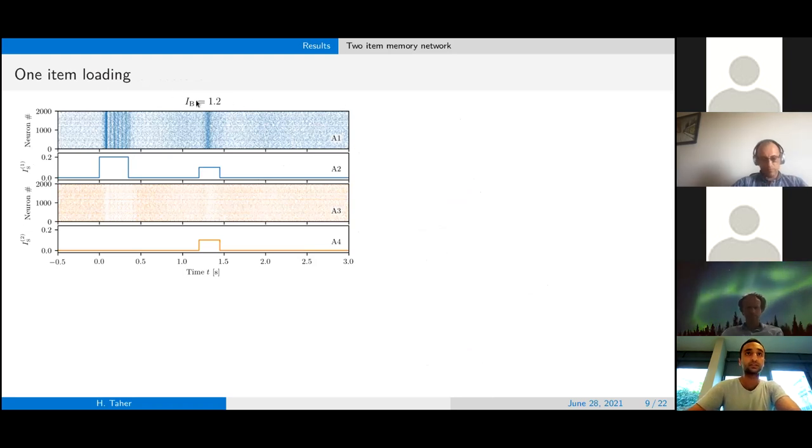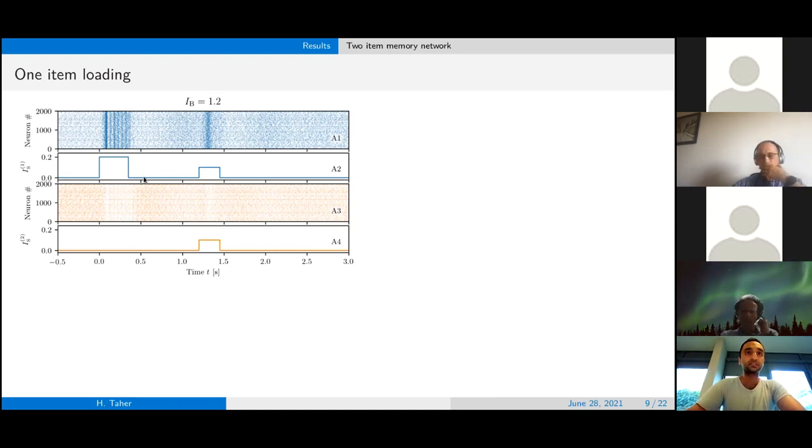So this is at the background current of 1.2. We see the scatter plot of the blue population and of the orange population. We see the currents applied to the blue and orange population. This kick here to the blue population corresponds to applying a stimulation into the network, into the blue population. And this corresponds to loading the information. And why that is, I will show you.